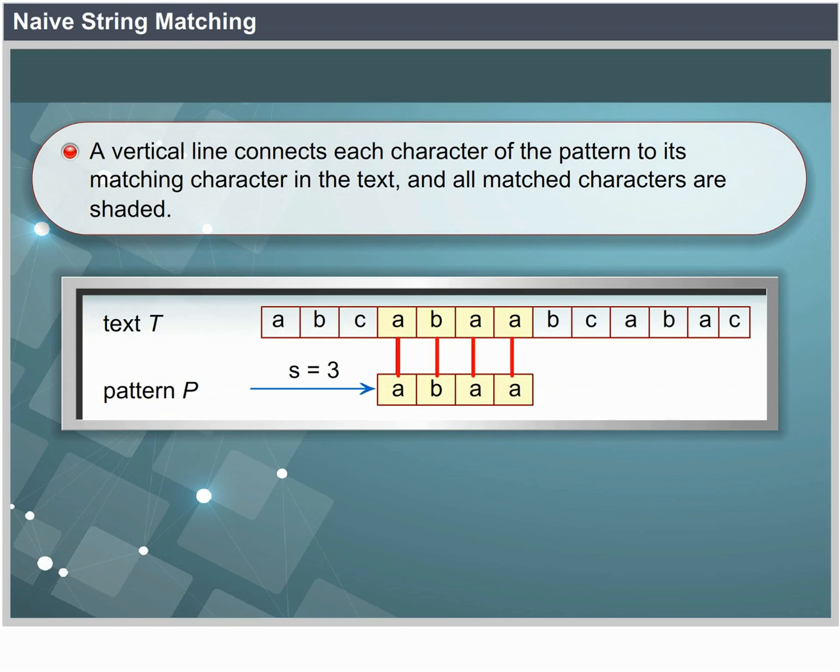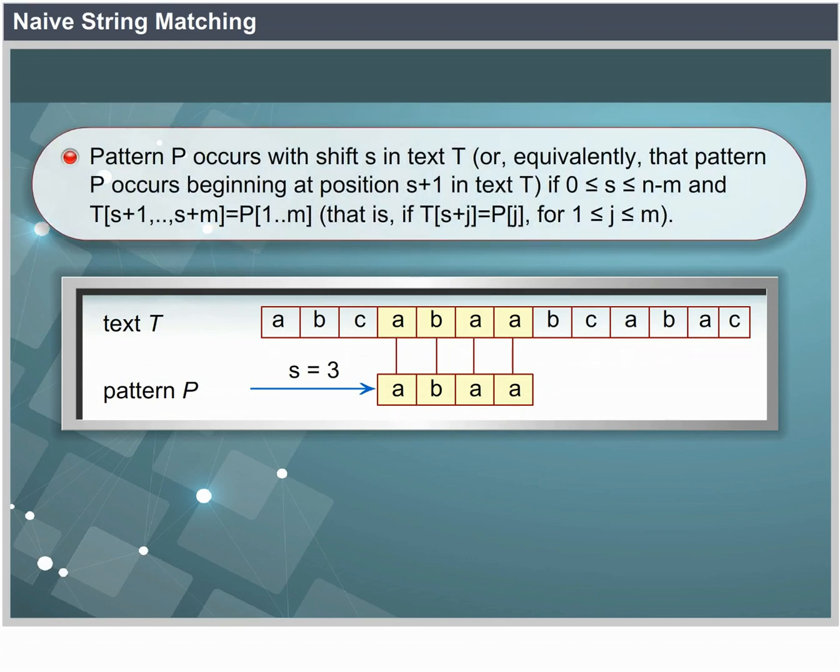Pattern P occurs with shift s in text T, or equivalently, pattern P occurs beginning at position s+1 in text T, if 0 ≤ s and s ≤ n-m, and T[s+1..s+m] equals P[1..m]. That is, if T[s+j] equals P[j] for j between 1 and m.